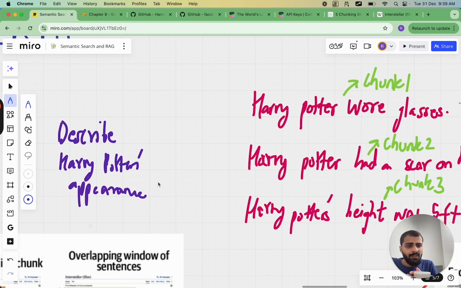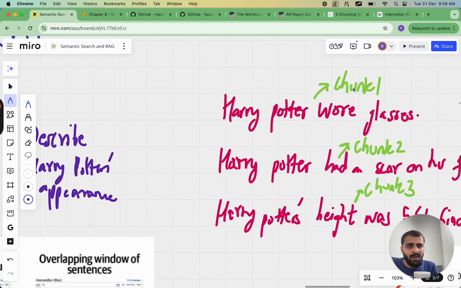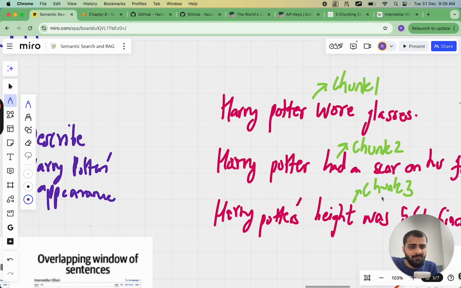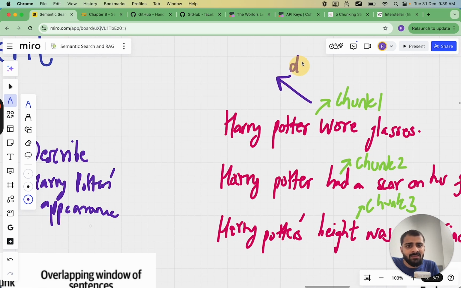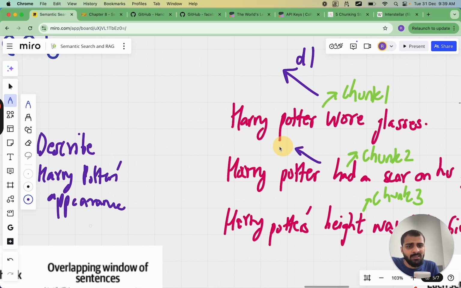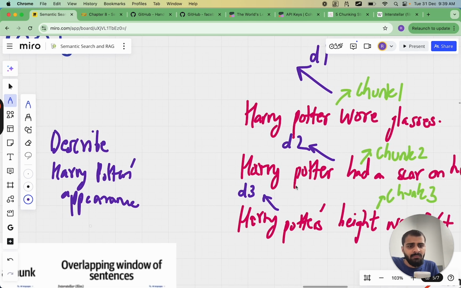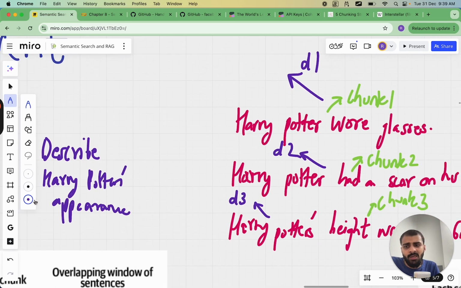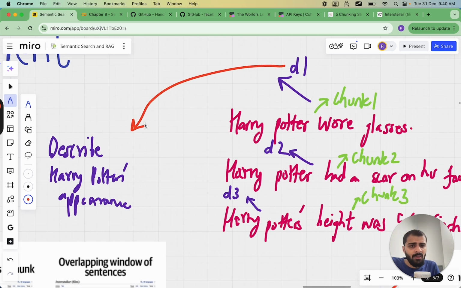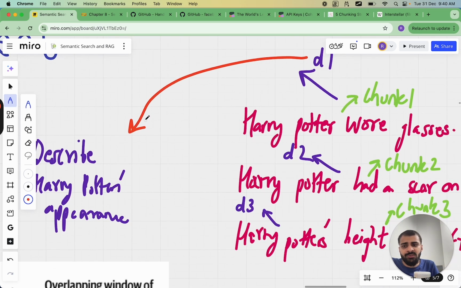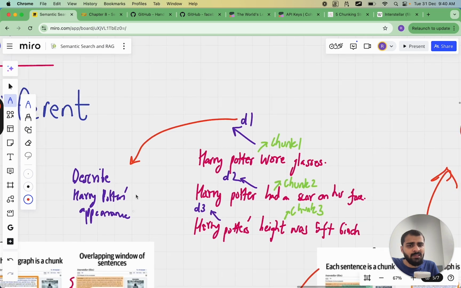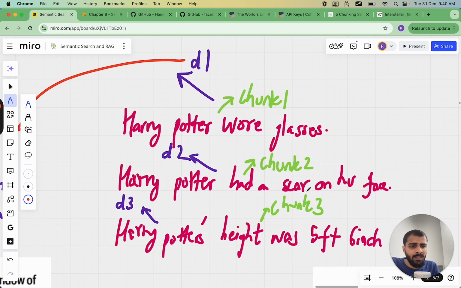Now if you say describe Harry Potter's appearance, and if I've chunked all of these as different chunks, maybe this chunk has a distance d1 with the query, this has a distance d2, and this has a distance d3. Out of these, maybe d1 is the smallest, so only d1 will be returned as an output. But that's not correct, right? Because if describe Harry Potter's appearance is the query, ideally all three should be retained.